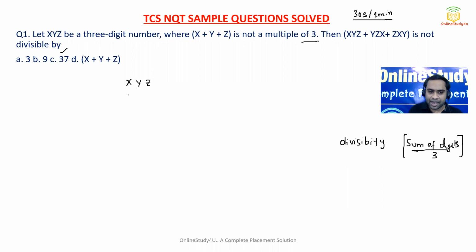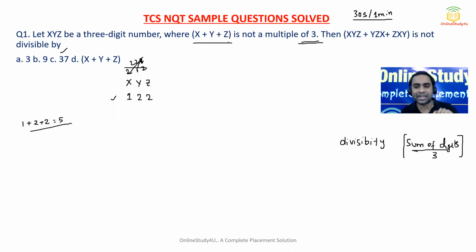So xyz I will assume as 1, 2 and 2. xyz should be a three-digit number, that is one condition. So 122 is a three-digit number where x plus y plus z is not a multiple of 3. So 1 plus 2 is 3 and 3 plus 2 is 5. So yes, 5 is not a multiple of 3. You can assume any number. It's not only 1 2 2, you can assume 2 1 2, or 2 2 1, whatever you want. The only thing you have to keep in mind is that their sum should not be a multiple of 3.